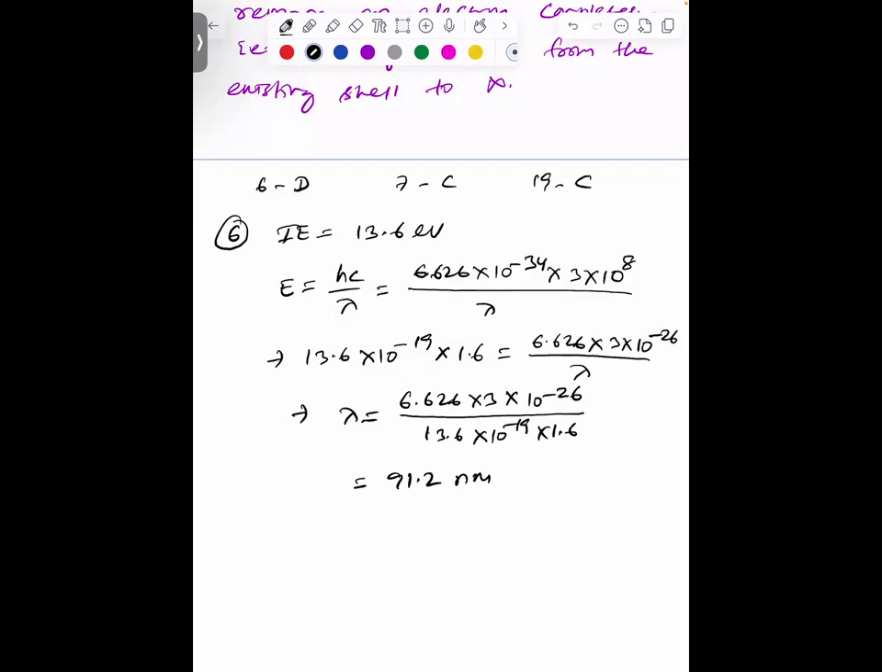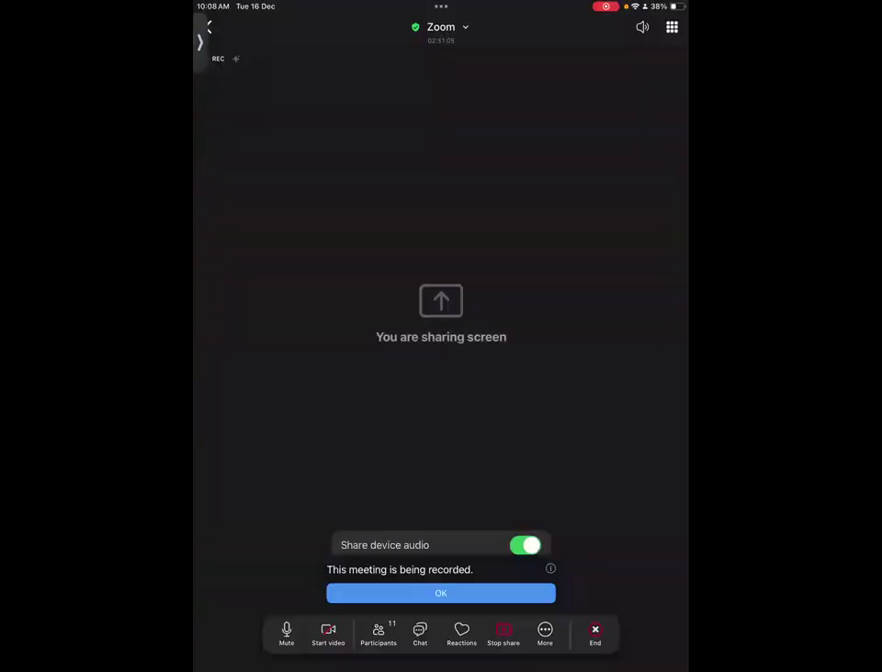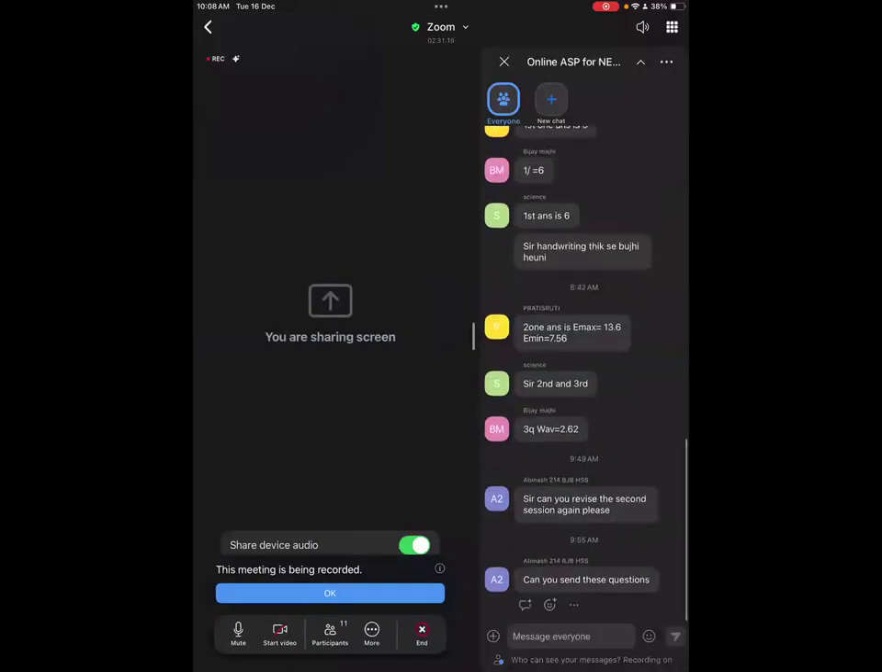Next question number 7. Students, just compare with your answer whether the answers are matching or not. Any doubt? If any doubt, write in the chat box. Okay.